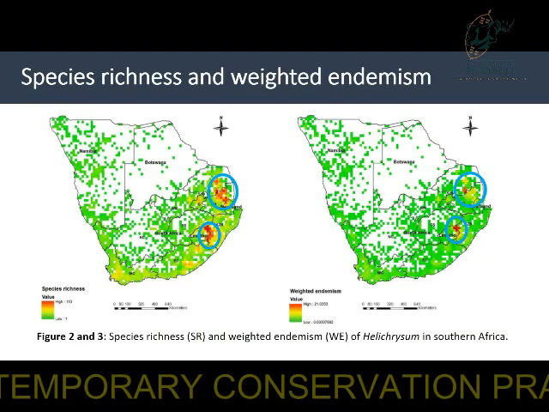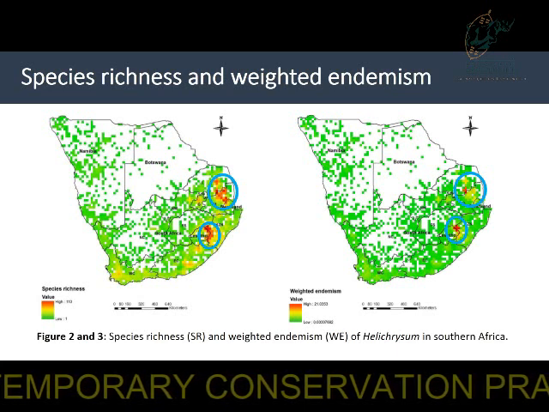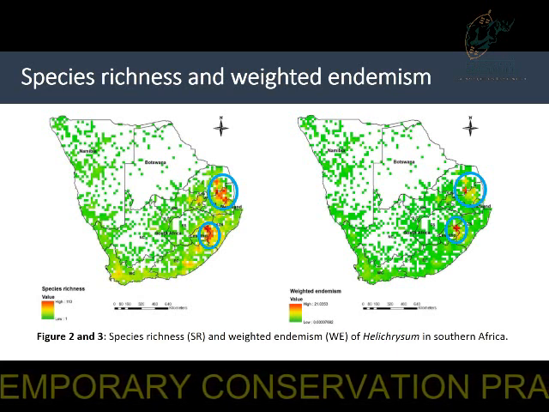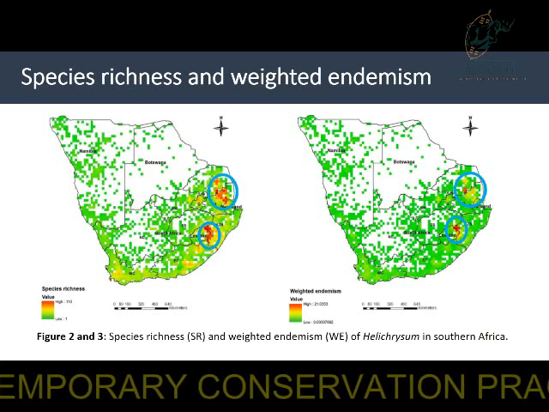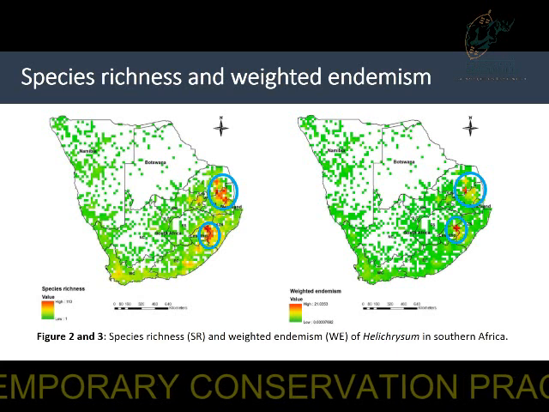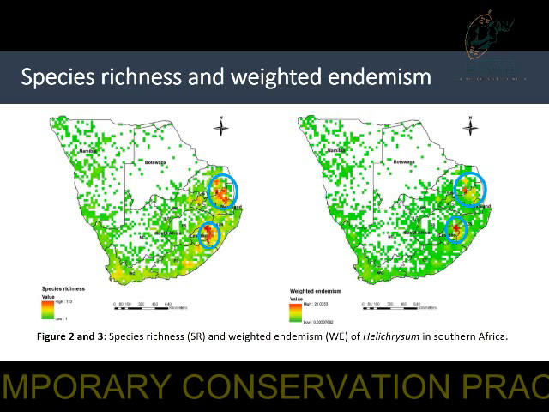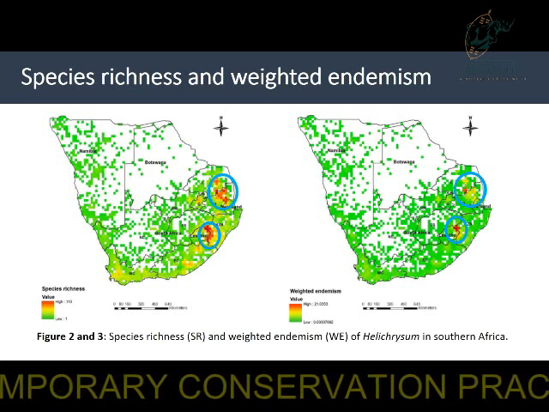Species richness and weighted endemism peak in the mountains and grasslands of Sekhukhuneland and the Wolkberg in Mpumalanga and Limpopo, as well as in the Drakensberg escarpment in KwaZulu-Natal. Notably, the highest species richness of 110 species was found in the central Drakensberg as well as the northern Drakensberg.